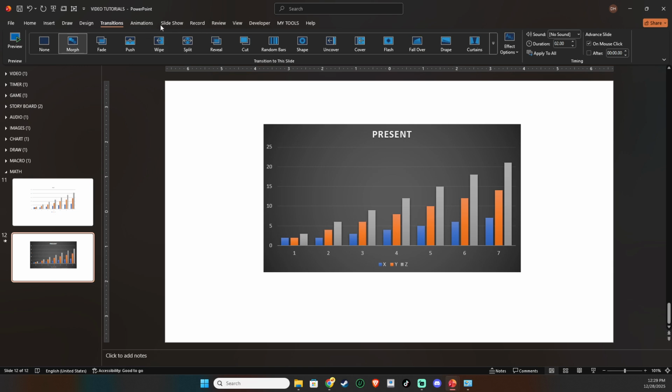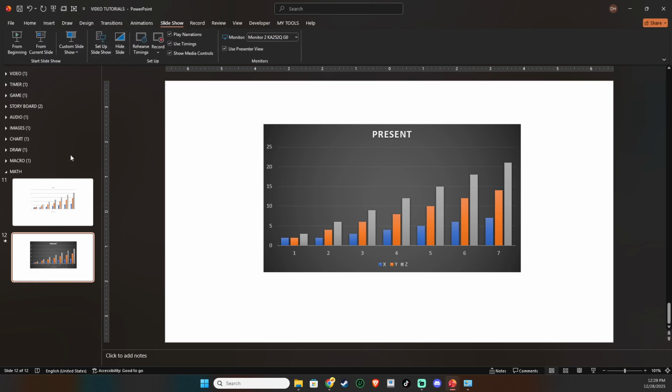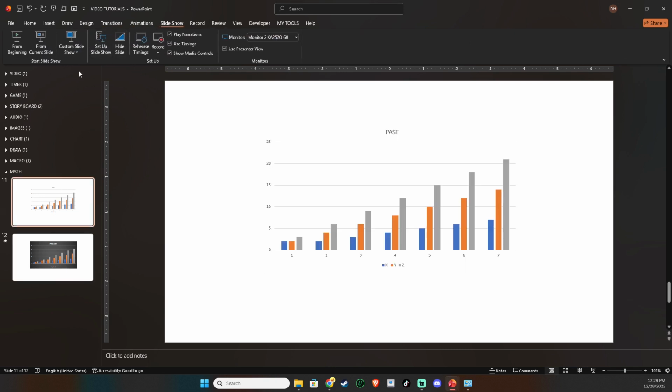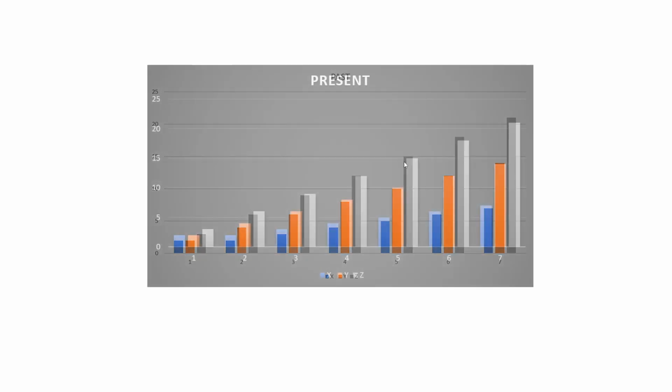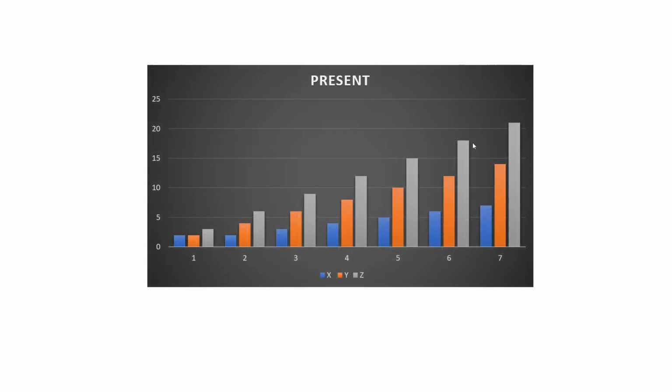Finally, preview the slideshow to see the smooth animation from the first chart state to the second. Play from the first slide and advance to the second to watch the transition. If the motion looks too fast or slow, you can adjust the transition duration in the Transitions tab.